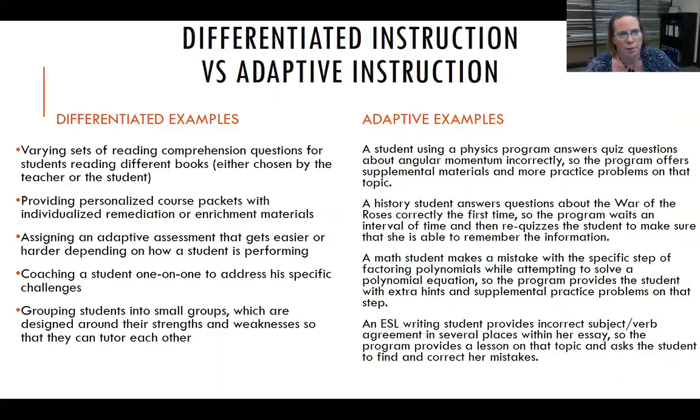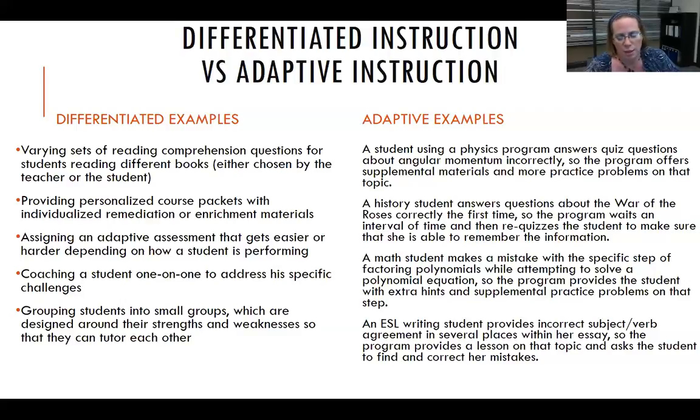My adaptive examples: a student using a physics program answers quiz questions about angular momentum incorrectly, so the program offers supplemental materials and more practice problems on that topic. Second example, a history student answers questions about the War of the Roses correctly the first time, so the program waits an interval of time and then re-quizzes the student to make sure that he or she is able to remember the information.